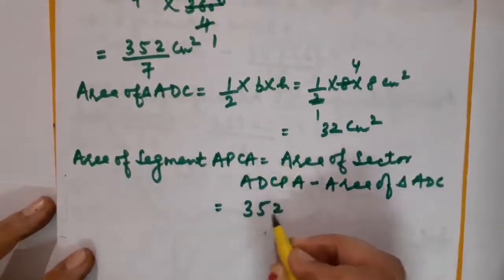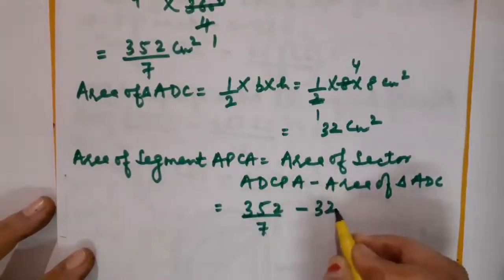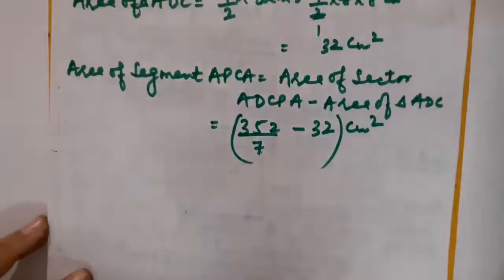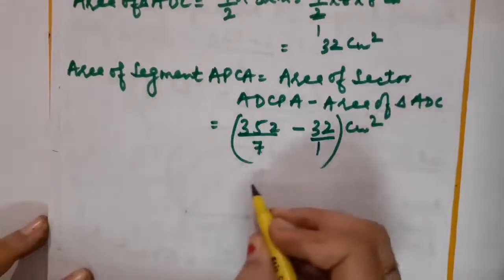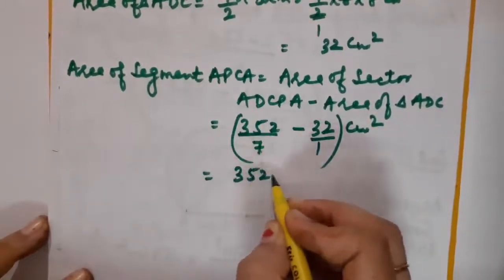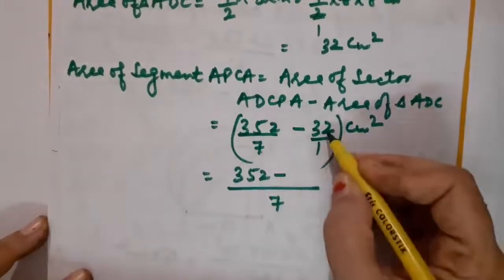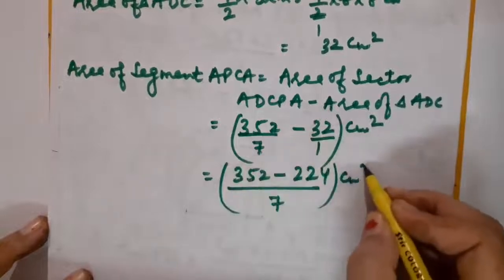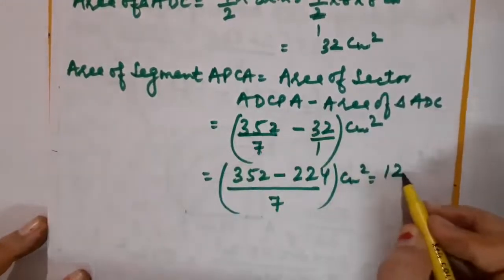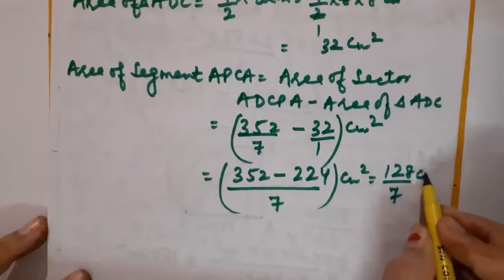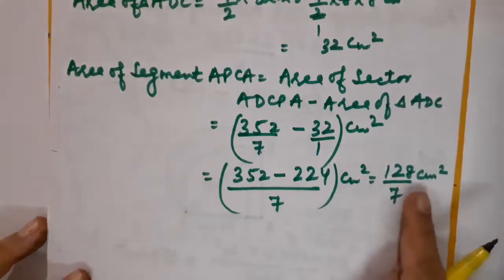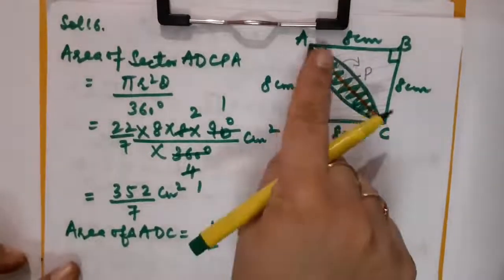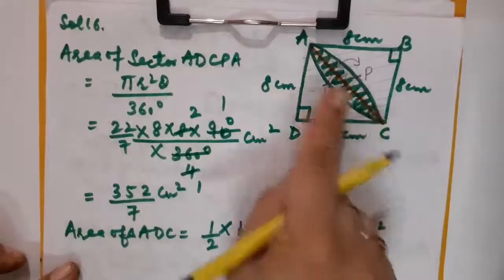It will be 352/7 minus 32. Make a big bracket with centimeter square. So children, let us take LCM. As I took LCM, I have got 352 minus 32 multiplied by 7. You will get 224 centimeter square. So after subtracting, I have got 128/7 centimeter square. This is the area of half design. You can call it half design. You can call it the segment APCA.